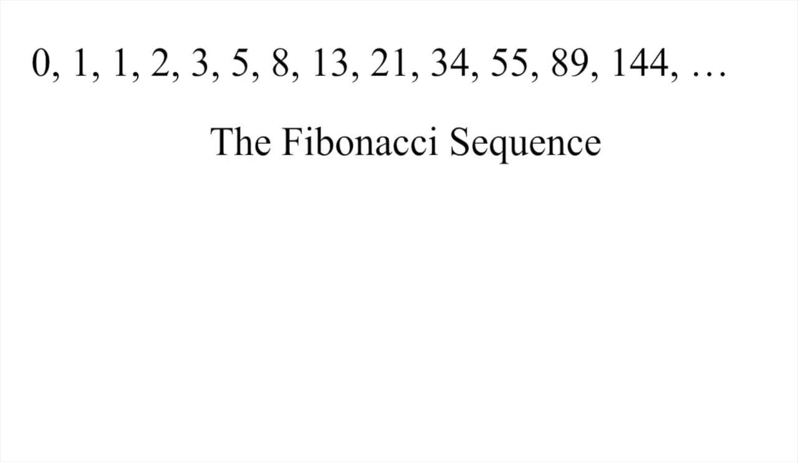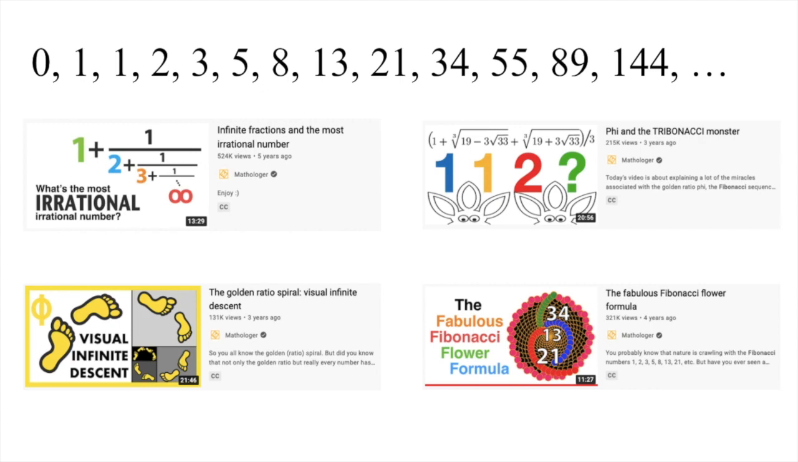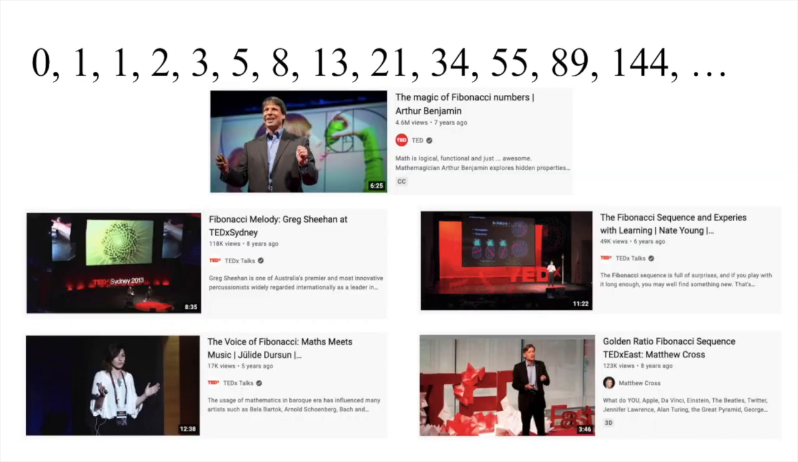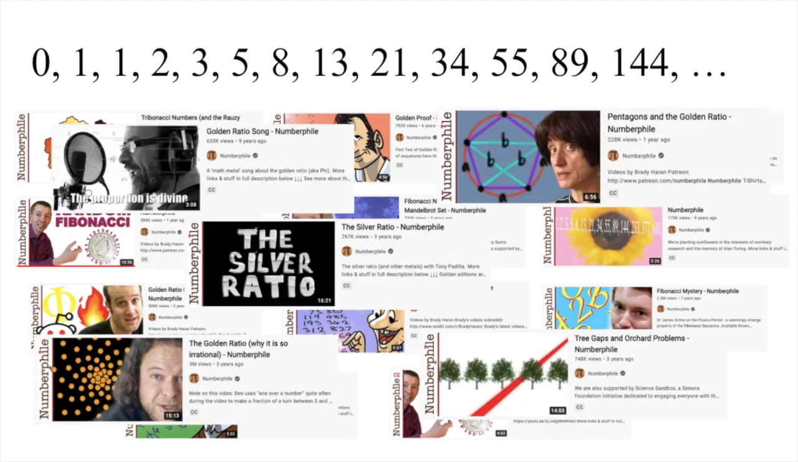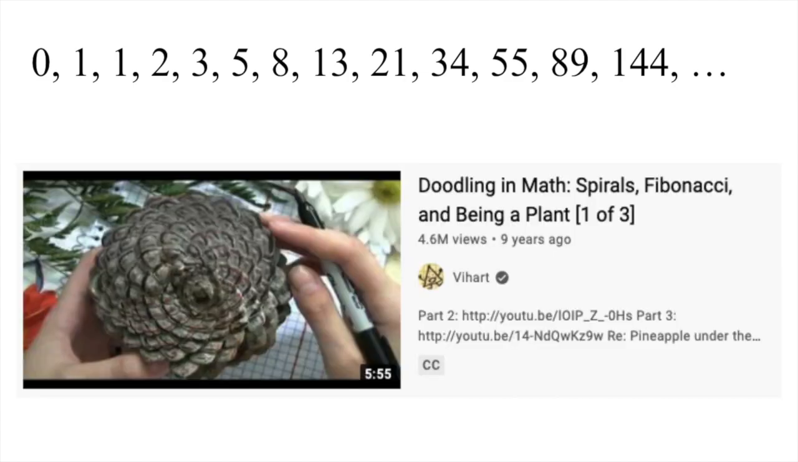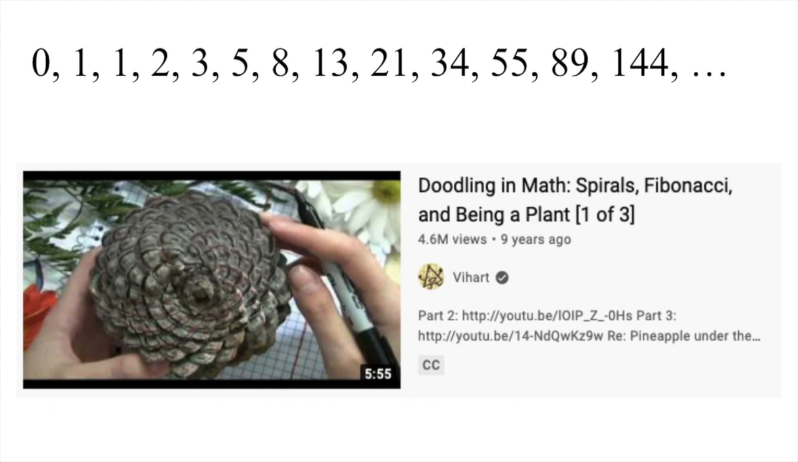The Fibonacci sequence, the subject of 3 Vihart videos, 4 Mythologer videos, 5 TED Talks, and 11 Numberphile videos, 16 if you count the ones about the golden ratio. Clearly, these are some very popular numbers. If you've genuinely never heard of them before, I recommend this Vihart series as the best introduction to the subject. But assuming you have, here's a quick refresher.